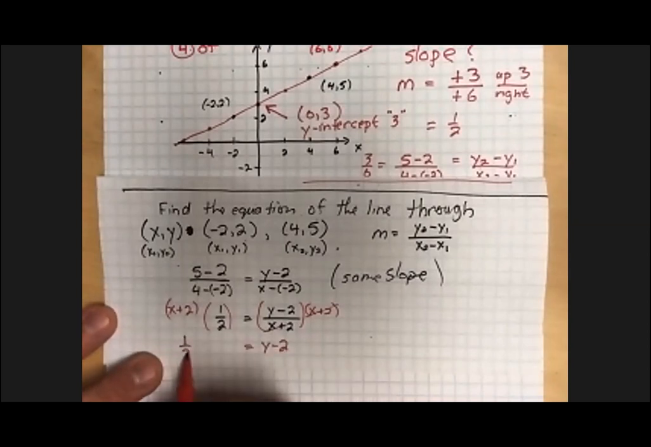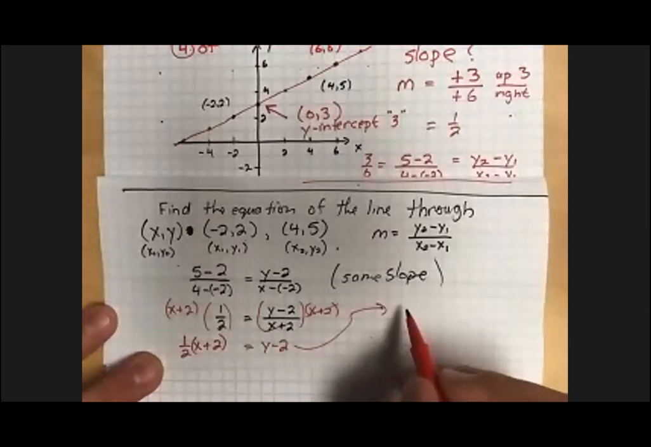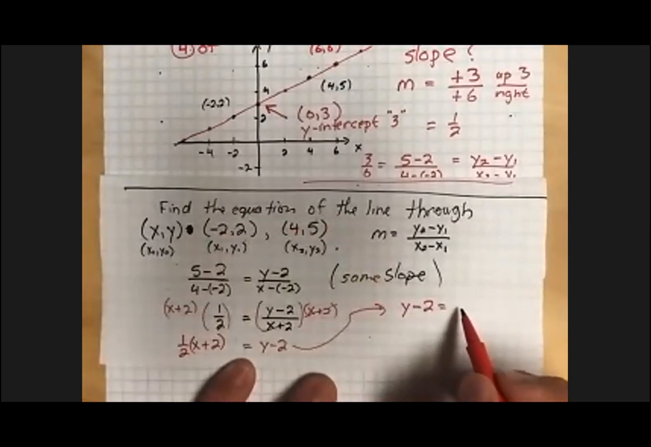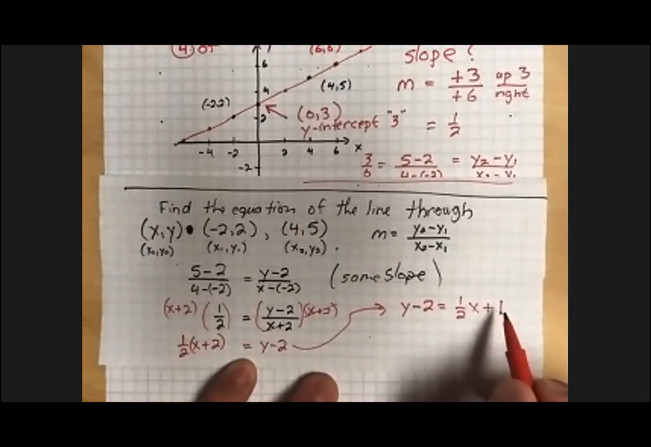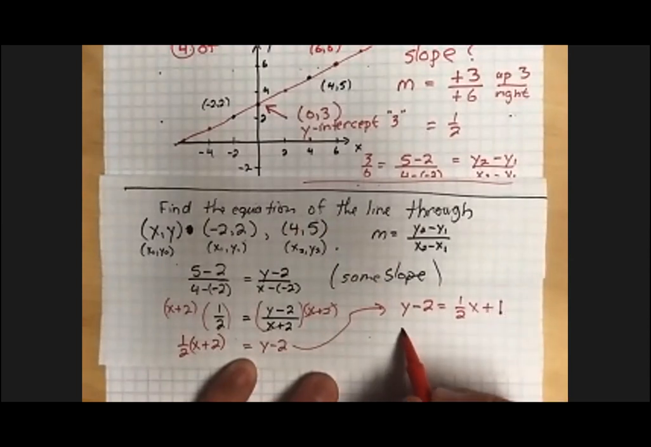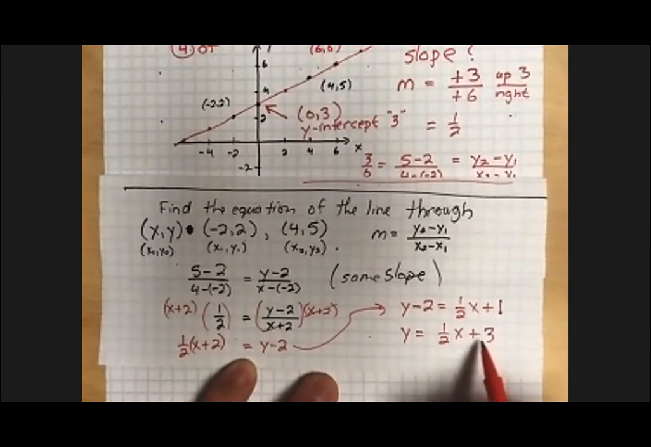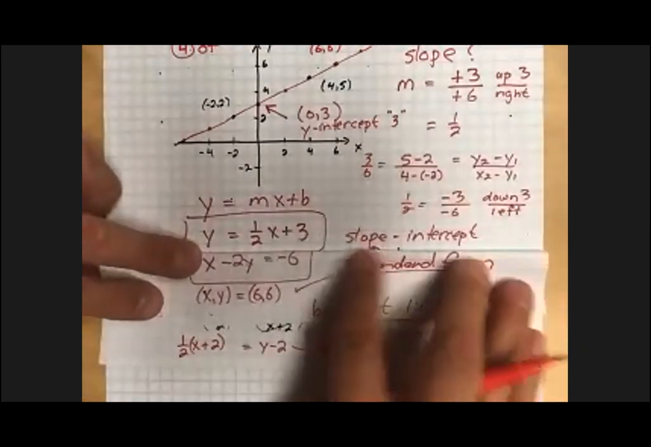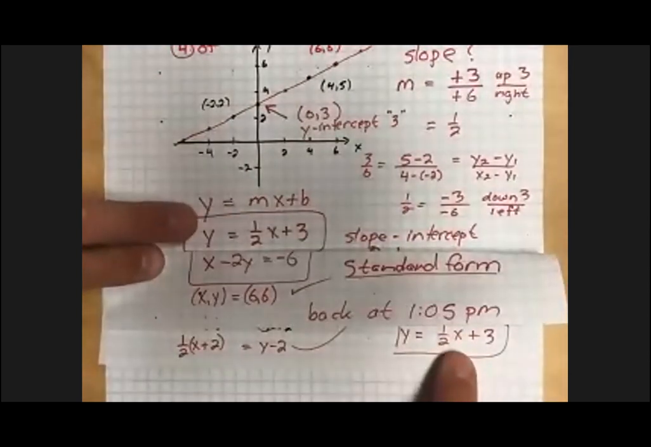On the left, I have 1/2 times x plus 2, which is 1/2 x plus 1, and on the right, y minus 2. Now let's isolate y by adding 2 to both sides. Y is 1/2 x plus 3. There's a line. If I fold this over properly, I can't fold it over perfectly, it's the same line as I had a second ago.